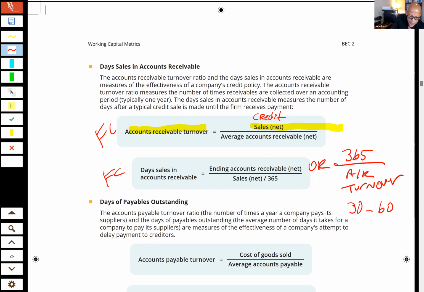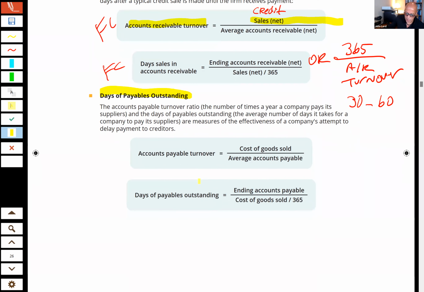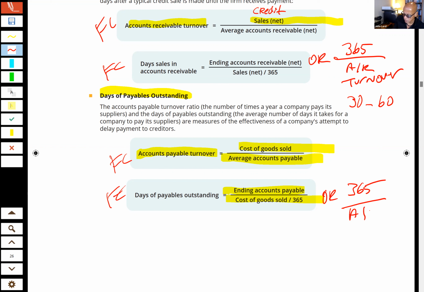Okay, and then the days payable outstanding, and just taking a look at that, accounts payable turnover is the cost of goods sold divided by the average accounts payable. And then again, they do that sort of fancier way that I don't care for. I just would like to go ahead and take the 365-day year and divide that by the AP turnover. I don't know which one's more scientific or what, okay?